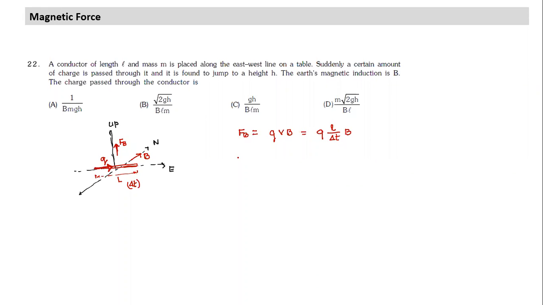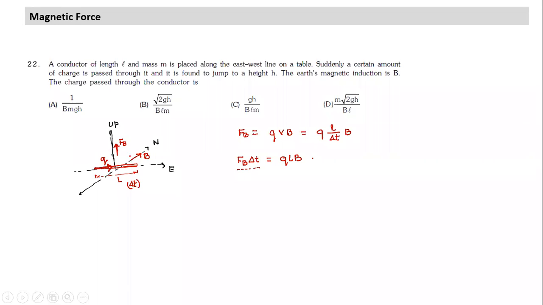If I take delta t to the other side, what is this term F_B into delta t equal to? Are we familiar with this term? This is equal to Q into L into B. When it suddenly happens, what is this term called? Force into time, what is that called? Impulse. So whenever something suddenly passes through, rather than calculating force, we calculate the impulse, which will act like hitting the rod in the upward direction.